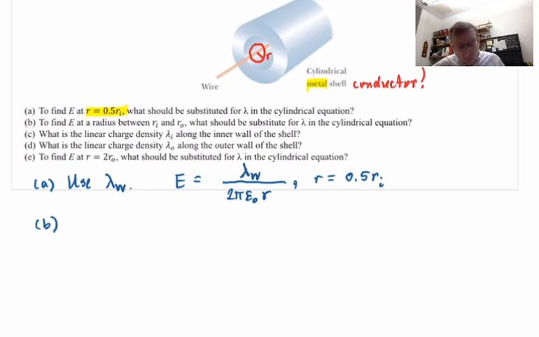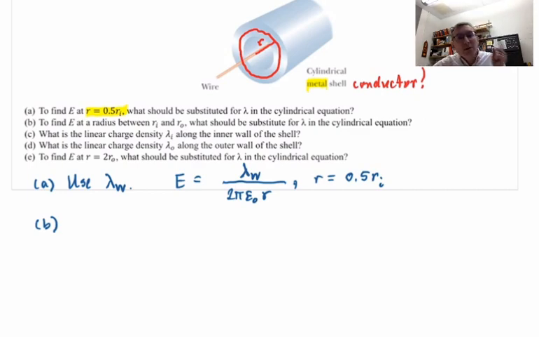How about part B? To find E at a radius between r inner and r outer, what should we substitute for the lambda in the cylindrical equation? Now, let's not overthink it, but it's a little bit subtle. Let me draw a circle in between r inner and r outer, something like that. That's now the r. It's between r inner and r outer. Now imagine a cylinder of length h along the axis that has that radius.